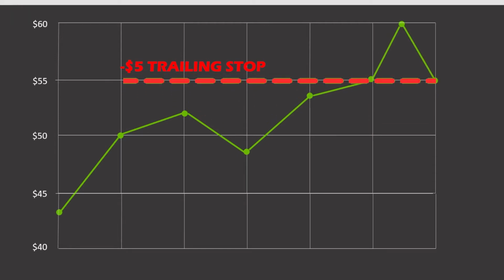Once the stock price begins to fall from that high of $60 a share, your stop would remain static at $55. Once the stock trades at or below $55 a share, a market order is going to be triggered and sell your stock immediately at the next best price available. So like we talked about, trailing stops just move up along with the stock, whereas the previous two examples, stops and stop limits, those are static targets.